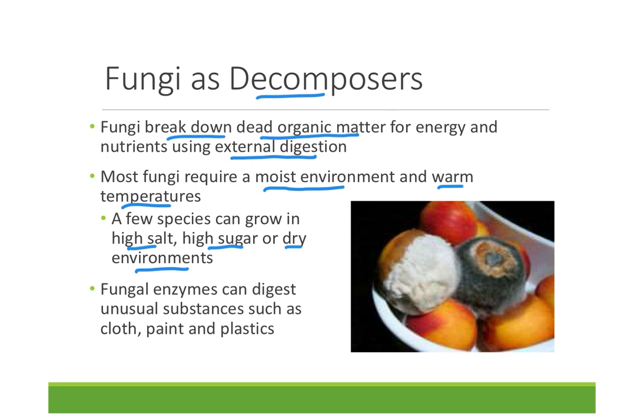Interestingly, the enzymes that are used to digest organic matter can also digest unusual substances such as cloth or paint or plastics, which is why you sometimes will see fungus growing on those substances, which if we could harvest that technique might give us a way to help recycle some of those waste products that we have.